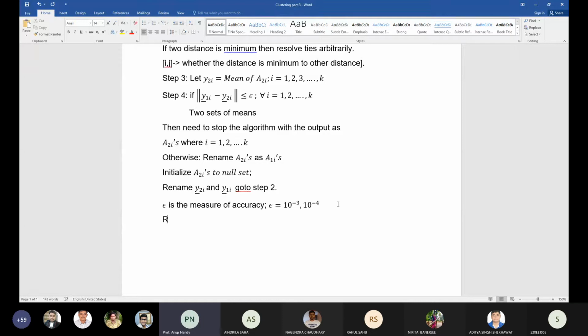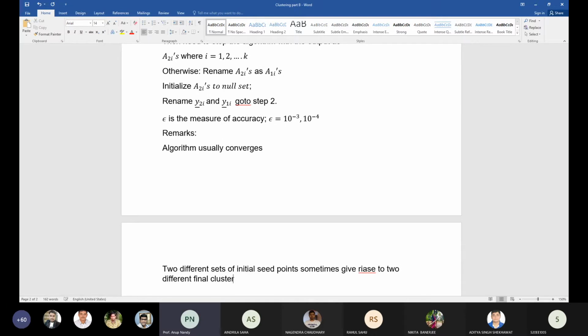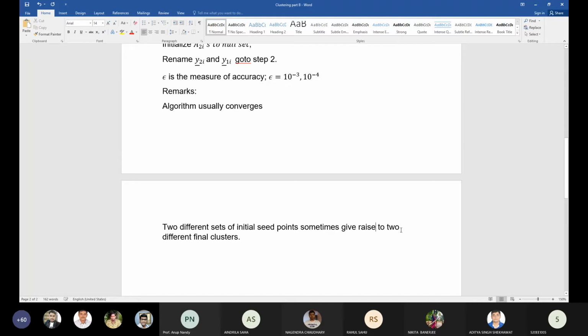Now, a few remarks on this algorithm. One, this algorithm usually converges. Next, two different sets of initial seed points sometimes give two different final clusters.